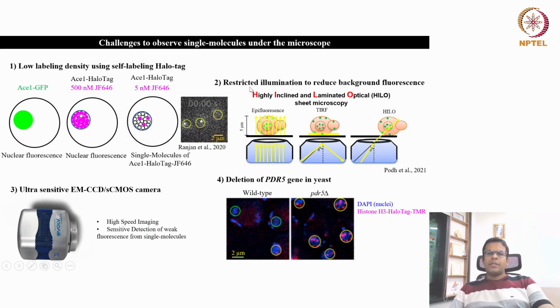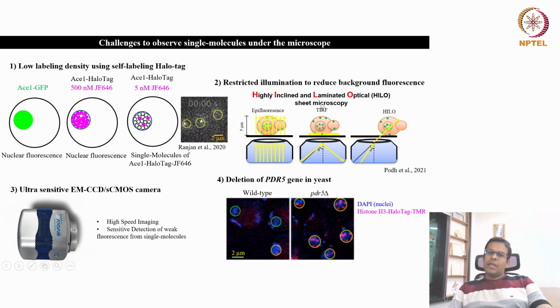What is next that is required for single molecule imaging? So highly inclined and laminated optical sheet illumination. So we already discussed different types of illumination strategies in one of the previous classes. So generally in the epi illumination, you see the entire cell gets illuminated at a time. So all the fluorescent molecules which are above and below the focal plane give fluorescence at the same time, and it decreases the signal to noise ratio, because the molecules which are out of focus give some fluorescent light to your image plane.